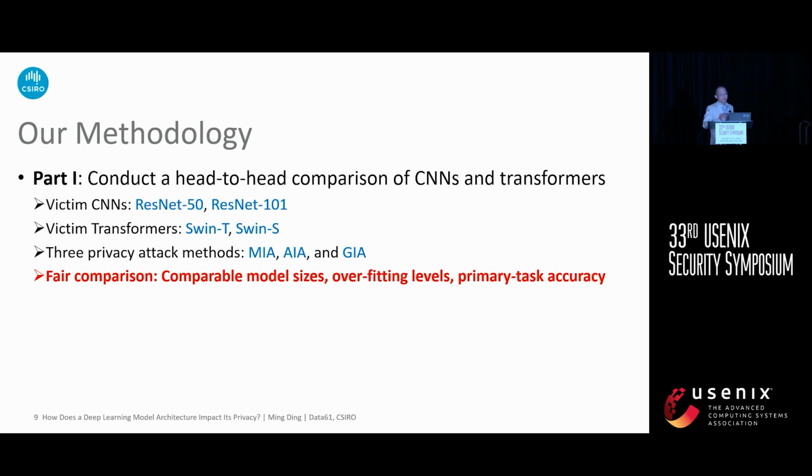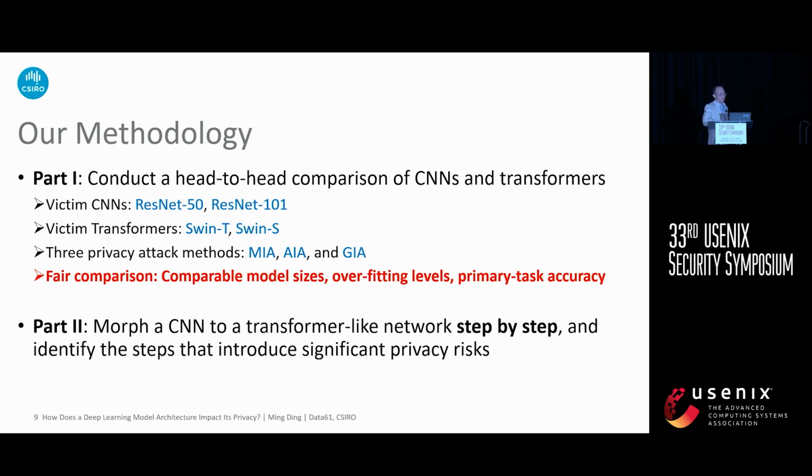Actually, part one is the easy part of our study. It's just some hard work on the experiments. What we would like to discover is why. For example, if we find transformers are more vulnerable in terms of privacy than convolutional networks, we would like to understand why. We would like to identify the primary causes. That gives part two of our methodology. We would like to find a way to morph a convolutional network into a transformer-like network step by step, and we would like to monitor the privacy attack performance along the process. In this way, we can identify the steps or the design components that introduce significant privacy risks.